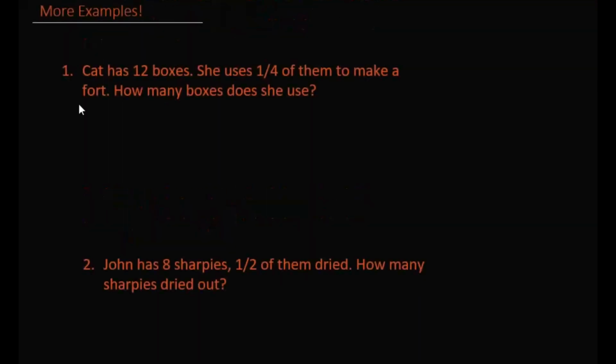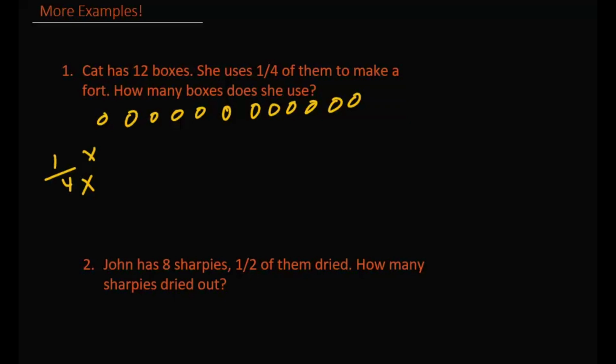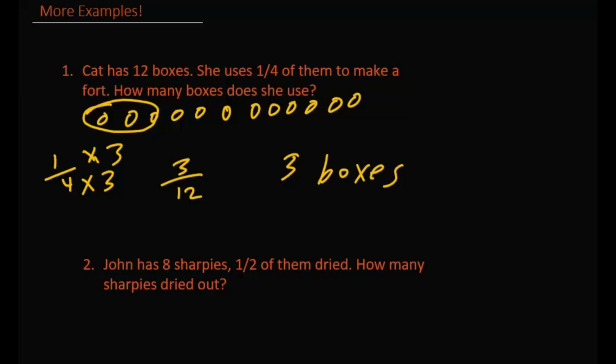Okay, let's do some more examples. The first one says, Cat has 12 boxes. She uses 1/4 of them to make a 4. How many boxes does she use? Okay, so let's do this. 12 boxes, 1, 2, 3, 4, 5, 6, 7, 8, 9, 10, 11, 12. Okay, now 1/4 of them. So 1/4, 4 times what equals 12? Well, 4 times 3 equals 12. And you have to do the same thing on top. So it would be 3 over 12. So how many boxes does she use? Okay, so this would be 3 boxes. So she uses 3 boxes. Okay? And then let's circle that.